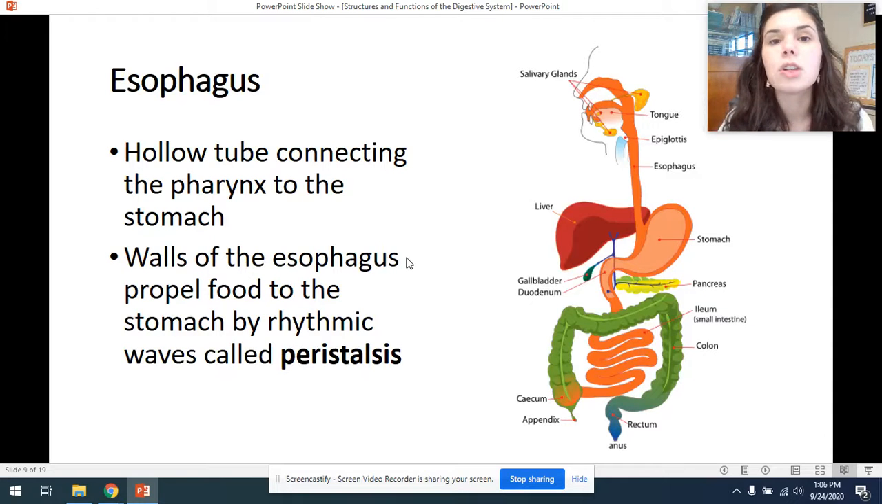Your esophagus is a long, hollow tube which connects that pharynx all the way down to the stomach. And the walls of the esophagus help to propel food using this rhythmic wave, which is called peristalsis. Peristalsis is the actual act of swallowing the food, and it helps contract and release to push the food down the esophagus.